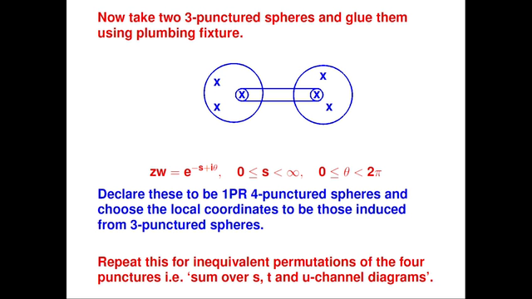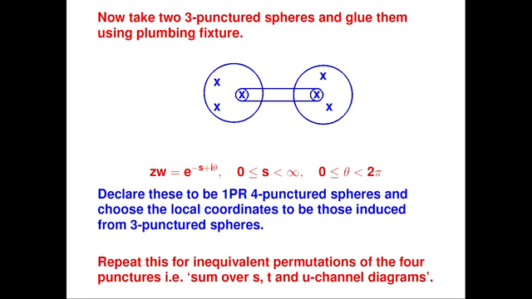Now, you can also recall that the 4-punctured sphere has a 2-dimensional moduli space. So, basically what we are getting by this procedure is a 2-dimensional subspace of this 2-dimensional moduli space of 4-punctured spheres. You declare those to be 1 particle reducible 4-punctured spheres, and we choose the local coordinates at the remaining punctures to be the ones that are induced from the 3-punctured spheres.